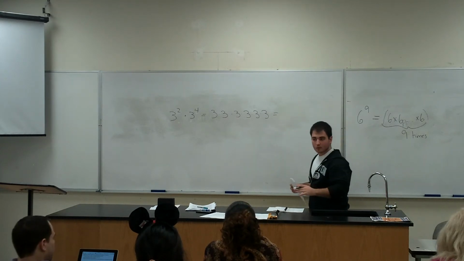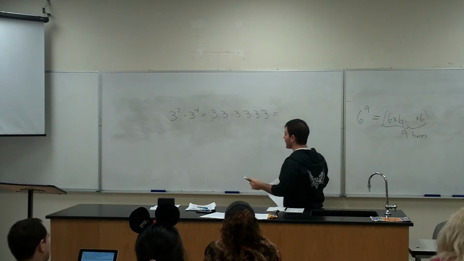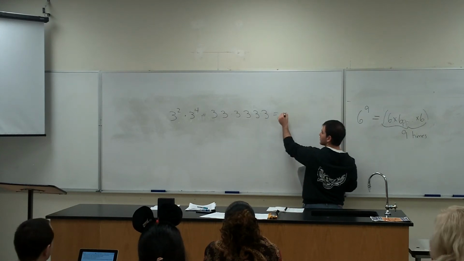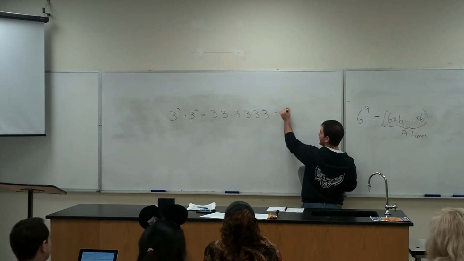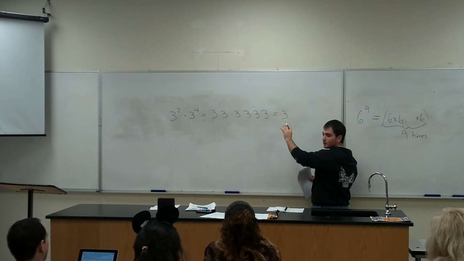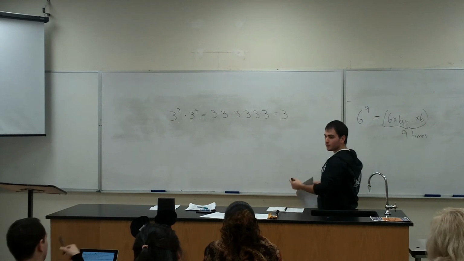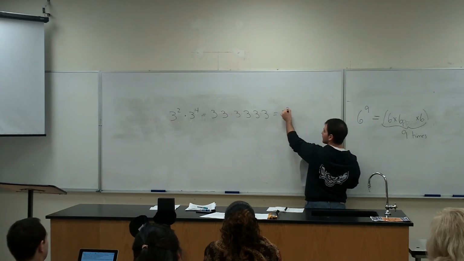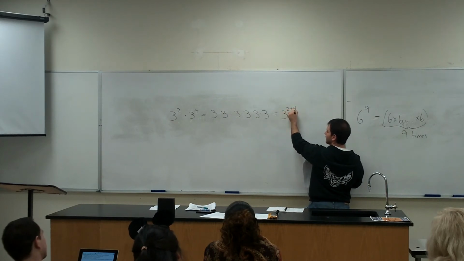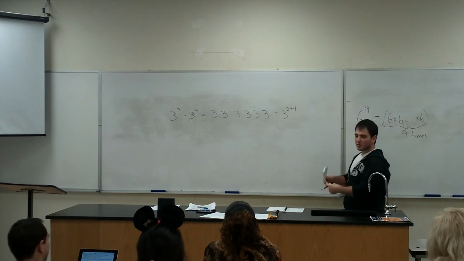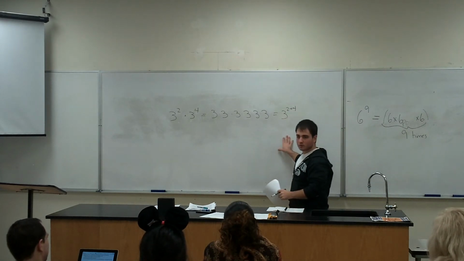Anybody have an idea? 3 to the 6. 3 to the 6th? How do you get 3 to the 6th? 4 plus 2. 4 plus 2? Okay, so how would you write it? 3 to 2 plus 4 as the exponent, like that? Yeah. Okay. Does everybody see how we got to that conclusion?